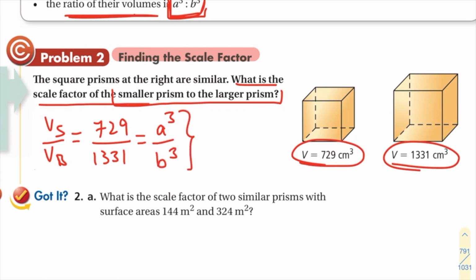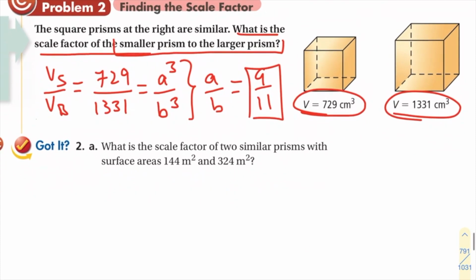We want to get that A cubed to B cubed down to A to B, right? Or A over B. So we're going to get the cube root of 729. That'll get down to 9. I'm sorry, cube root of 729. And the cube root of 1331, that gets us 11. And so we get our scale factor, 9 over 11.